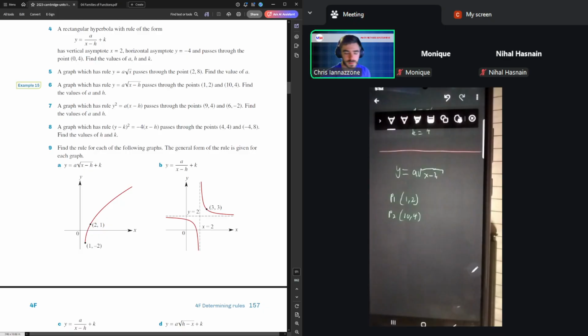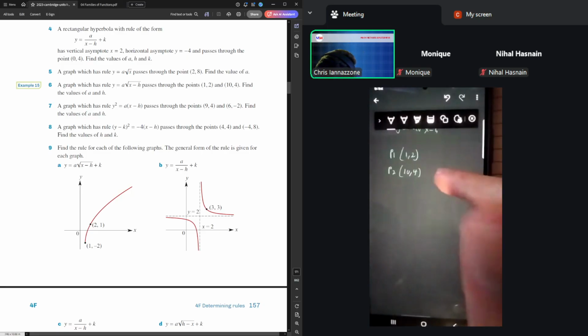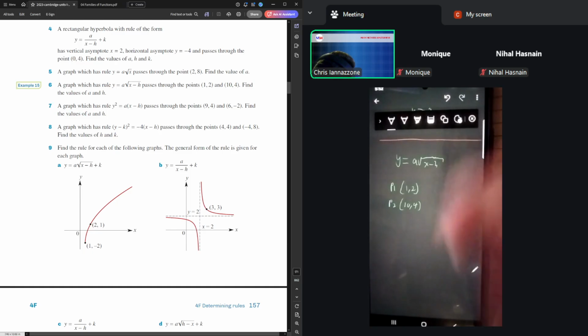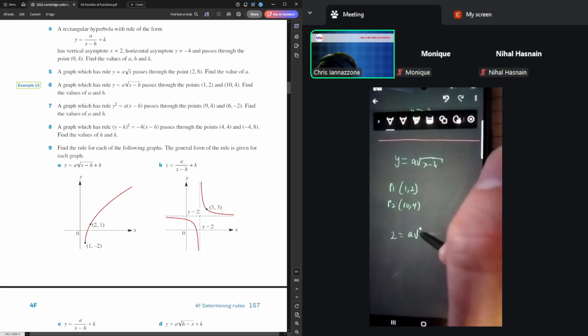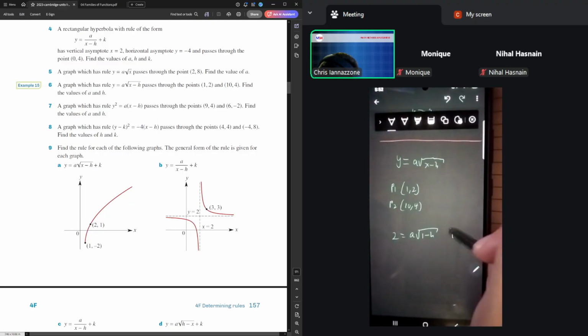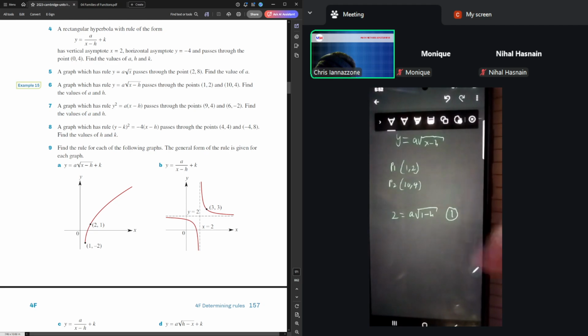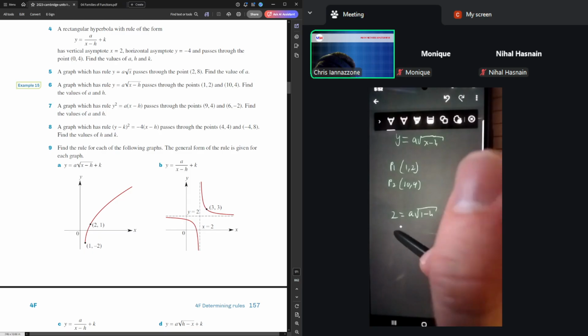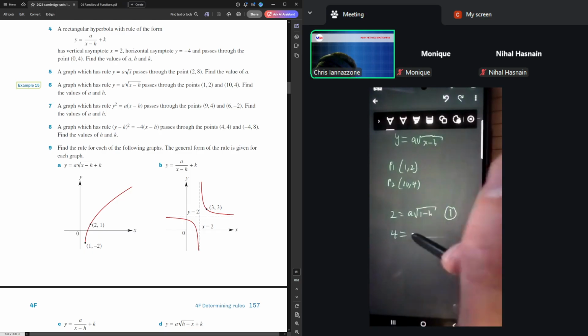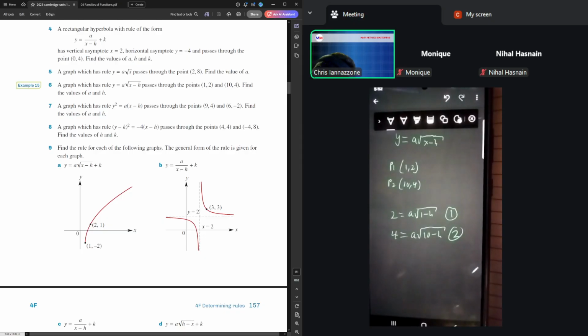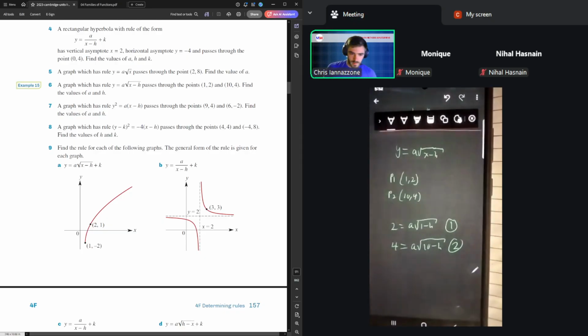We're doing question 6, by the way, for those who asked. Yeah, so we have those 2 points. We're subbing into the equation. So it's going to be point 1, we're going to have 2 equals a root 1 minus h. We'll stop there, I guess. Leave that as equation 1. And then the other one is going to be 4 equals a root 10 minus h. And again, we'll leave that there for equation 2. Alright, we have 2 equations, 2 unknowns. That usually means 1 approach. What are we going to do from here to get our unknowns?